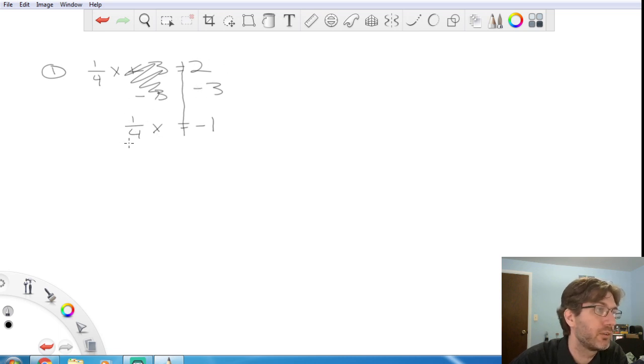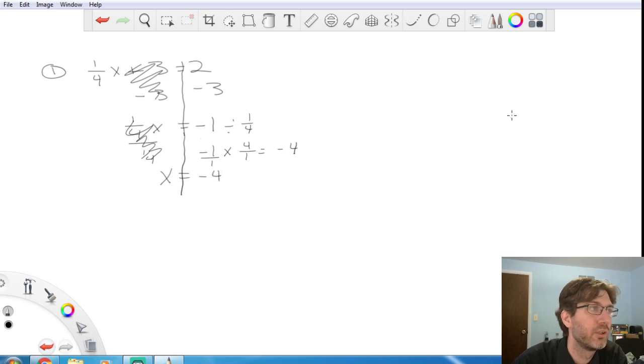After that, you're going to divide this by 1/4. You can divide this by 1/4, which is the same thing as multiplying by the reciprocal. So this becomes negative 1 times 4 over 1, which is going to give you negative 4. Again, you can think of that as a denominator of 1. Multiply your numerators, multiply denominators, you get that. This cancels, leaves you with x over here. X equals negative 4.